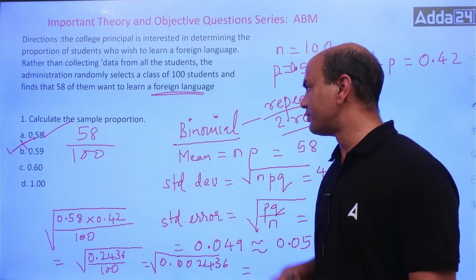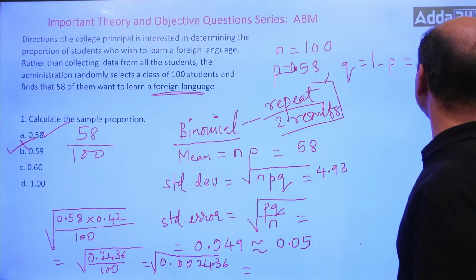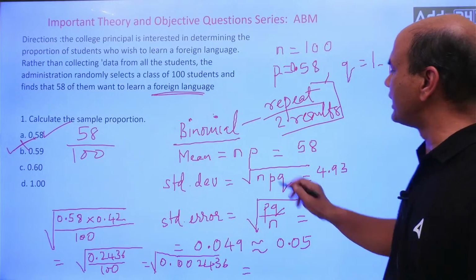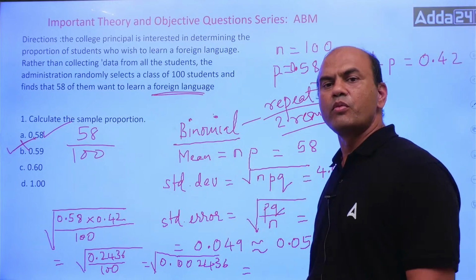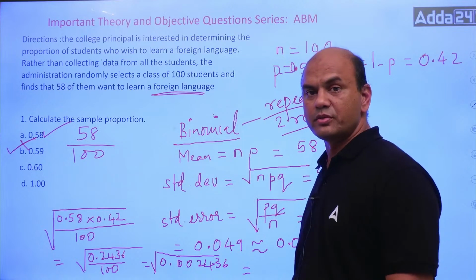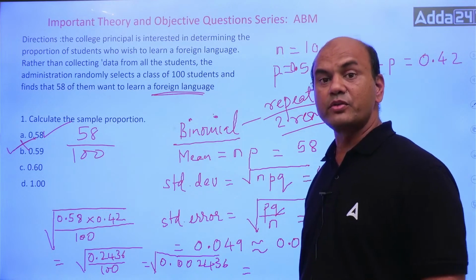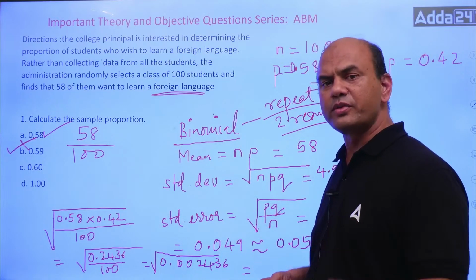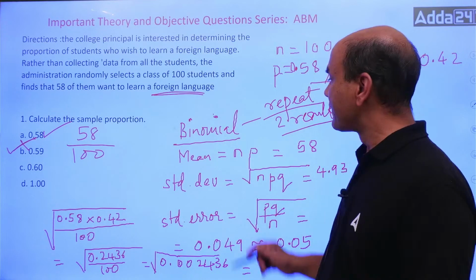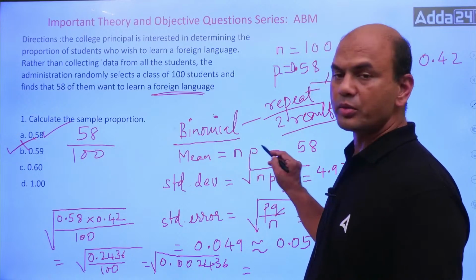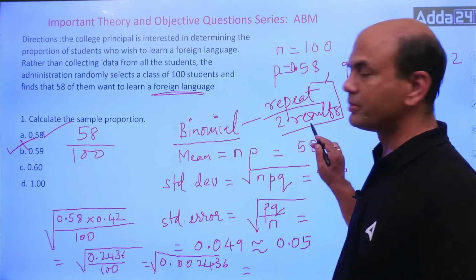One is mean. Mean means what? The formula is very simple. Mean equals NP. What is N? Number of students. What is P? Success. What is success? 0.58. Just now we saw it, 58 out of 100. So 0.58. So mean equals N into P, 100 into 0.58. So it is 58. So mean is 58.